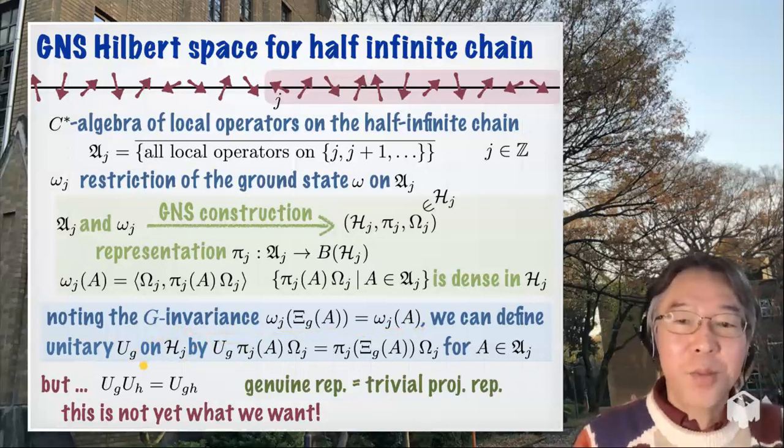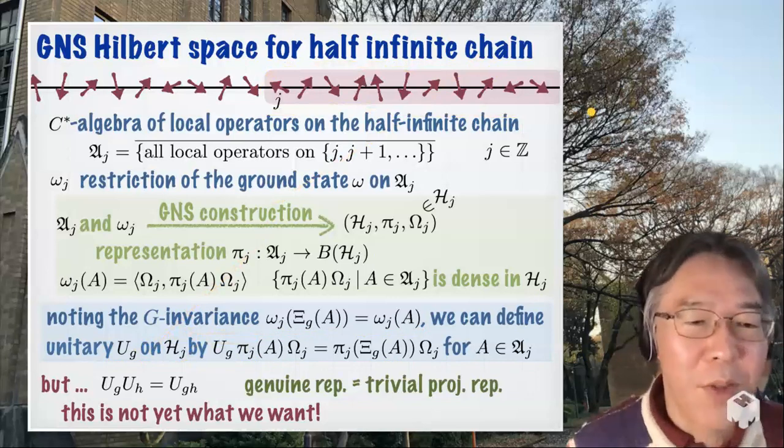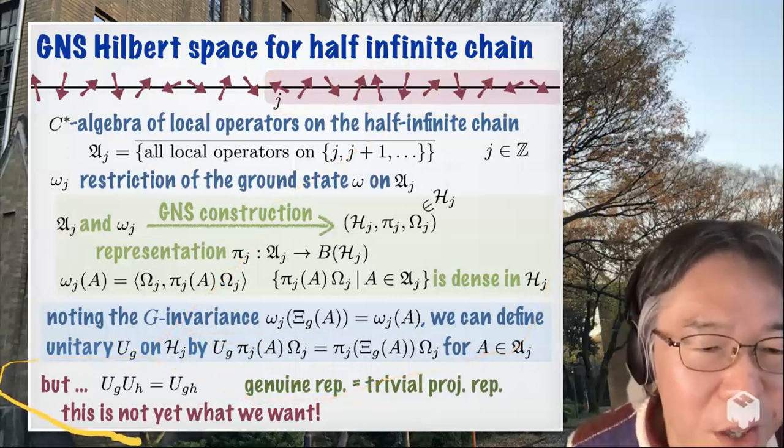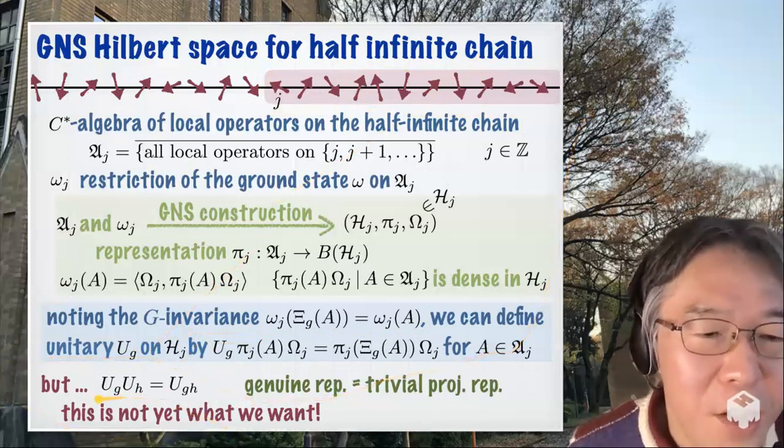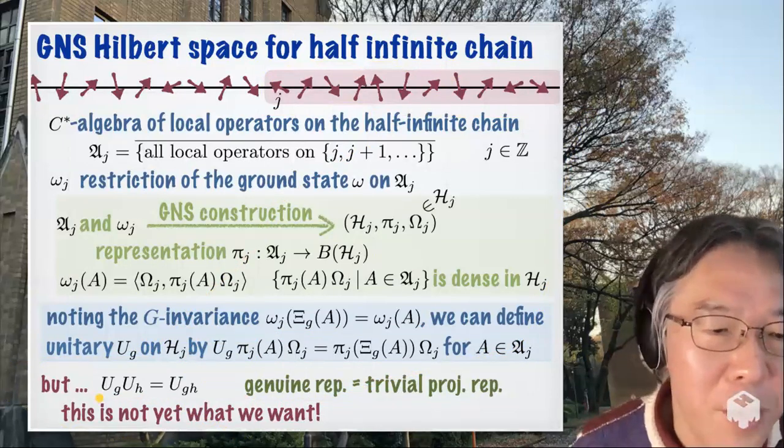So probably this is what we wanted. We have a unitary on this Hj, and Hj, of course, knows about this half-infinite portion of the chain. So probably we can define the index from this, but I didn't hide this, so you have already seen this. This Ug simply gives you a genuine representation, a trivial projective representation.